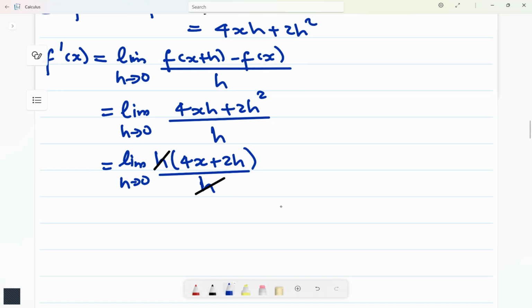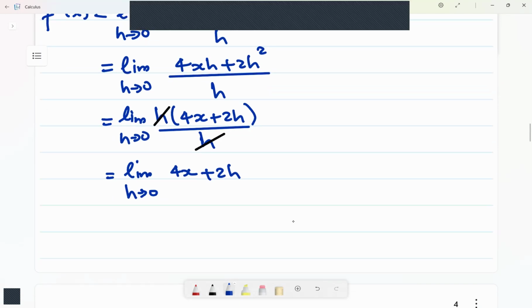Then I'm left with what? With the limit as h approaches 0 of what? Can you see I'm only left with 4x plus 2h. Am I in a position of substituting? Can I substitute h as 0 now? Yes, now I can substitute h as 0, because I'm not violating any rules, okay? I'm not dividing by 0.